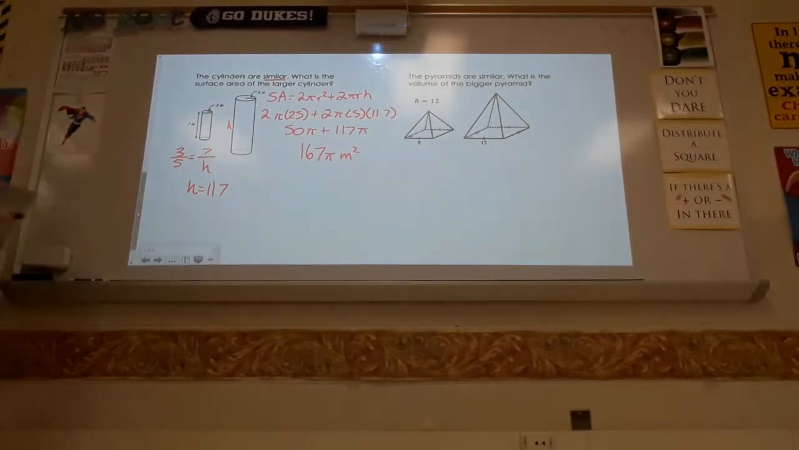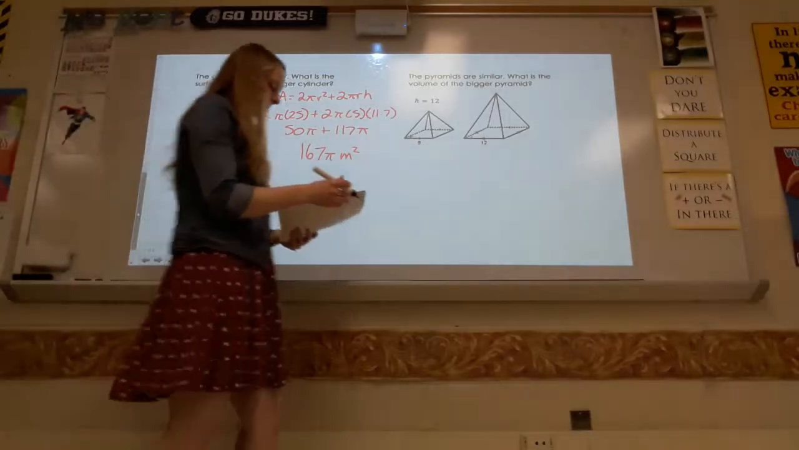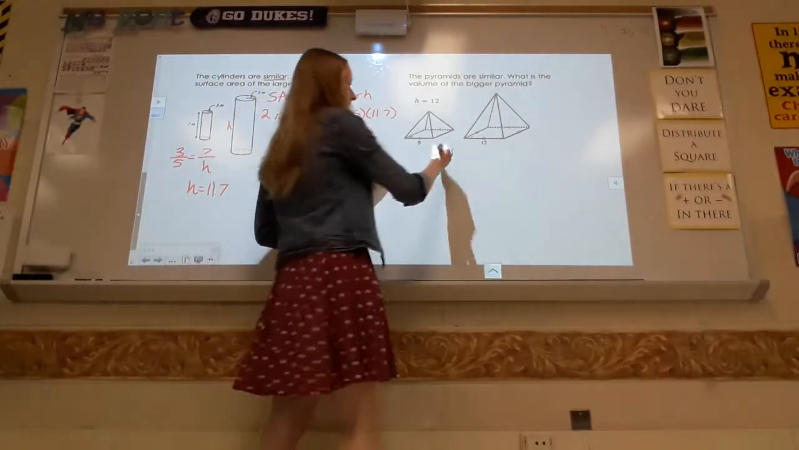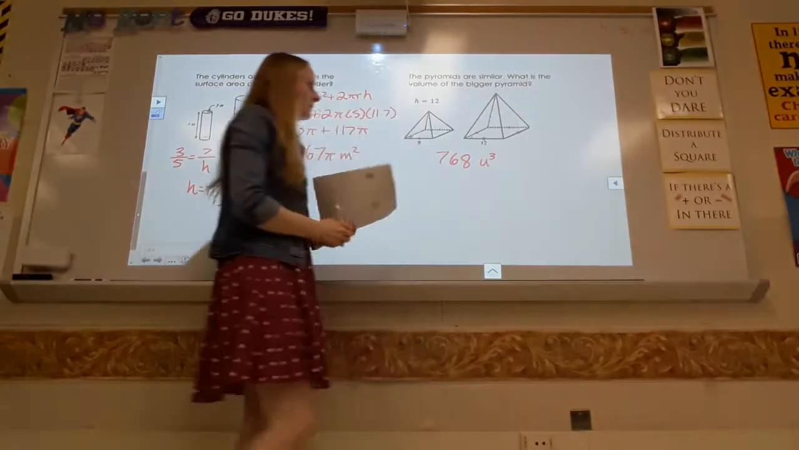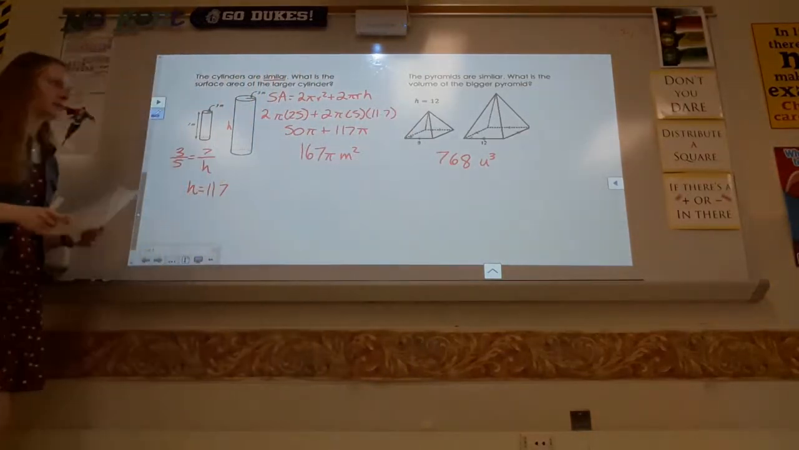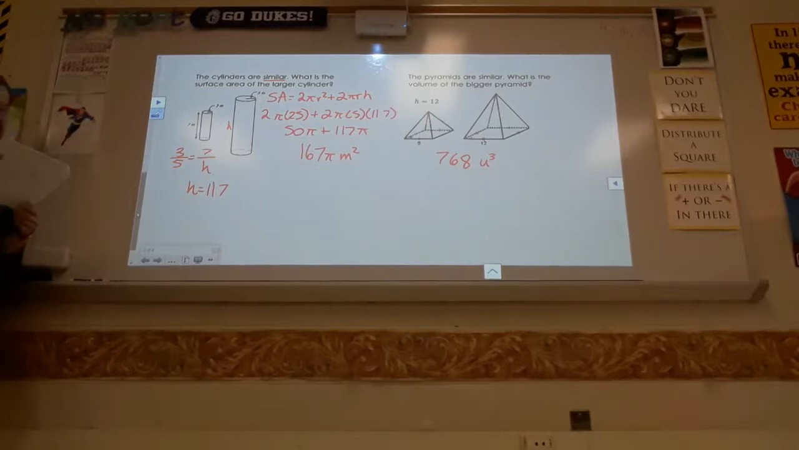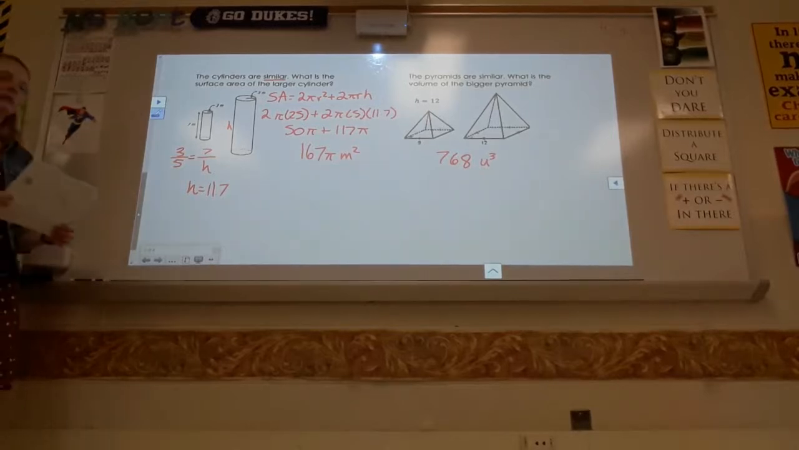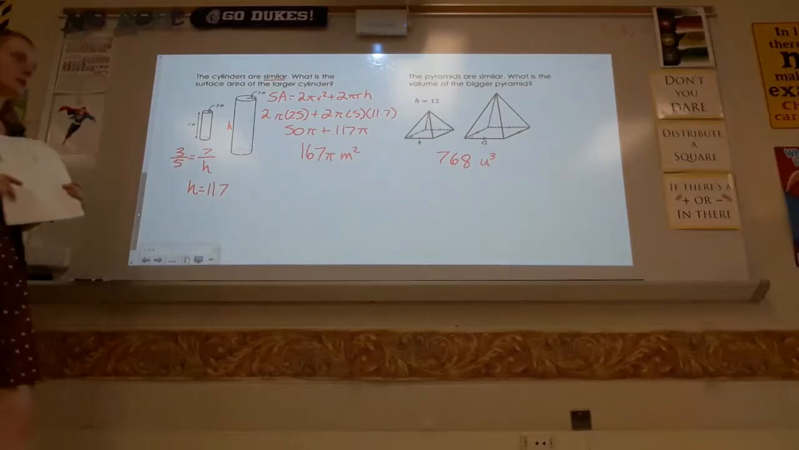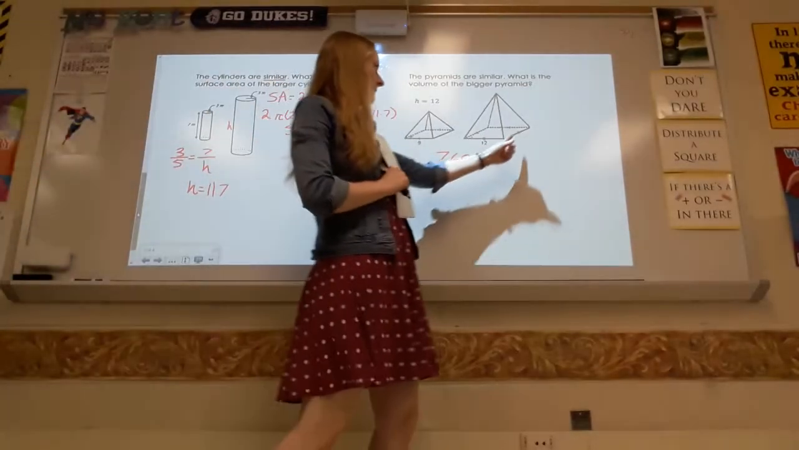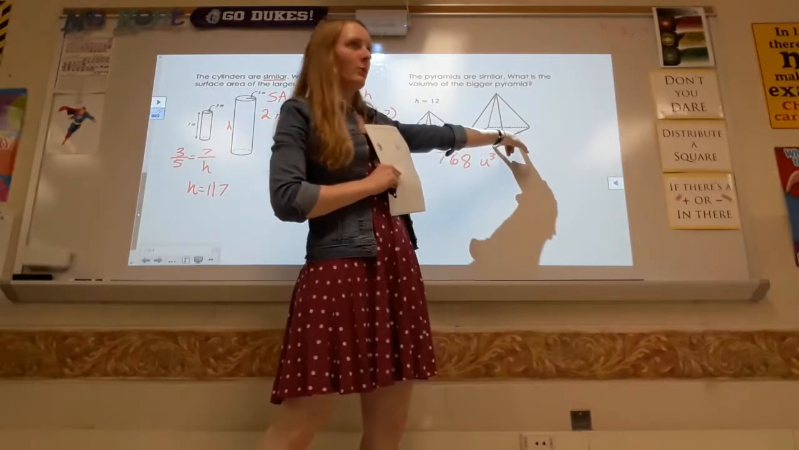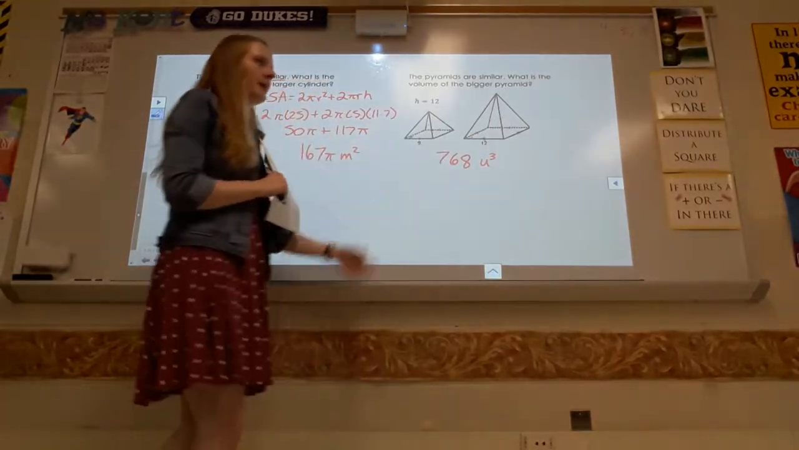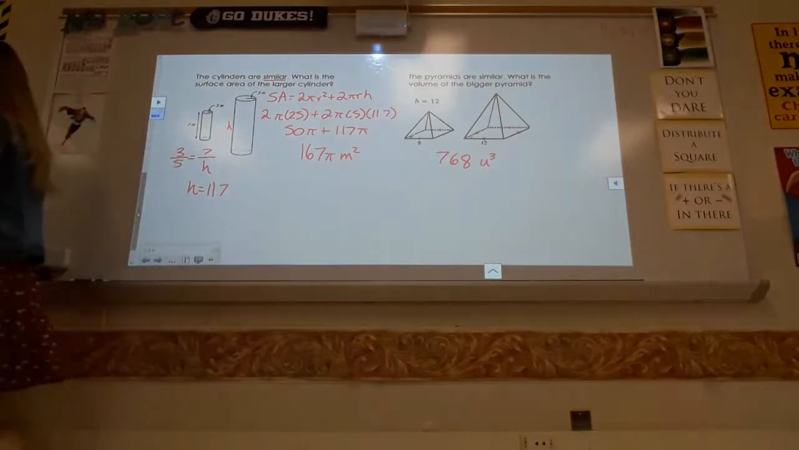What did you guys get? 768 units cubed. You should get, after you do the proportion, the height of the larger pyramid would be 16. And you would use that to find the volume because it's a square base. I know the markings are a little fuzzy, but all the sides are the same. So the area of the base for this one would be 144 times 1/3 times the height, and you would get 768.